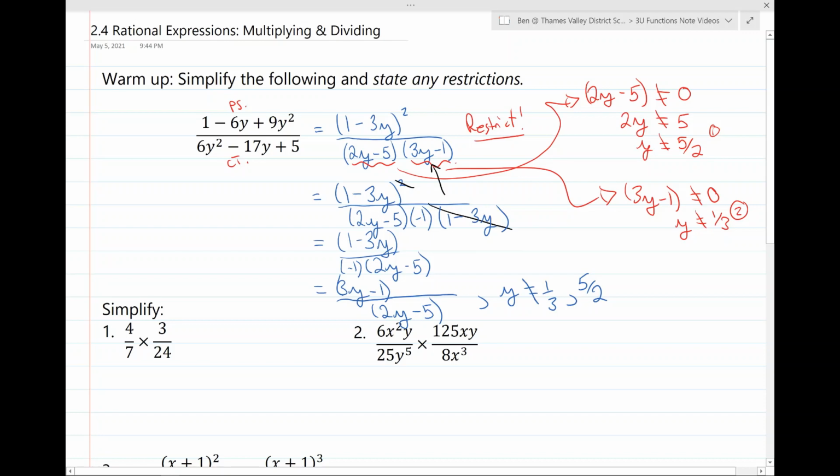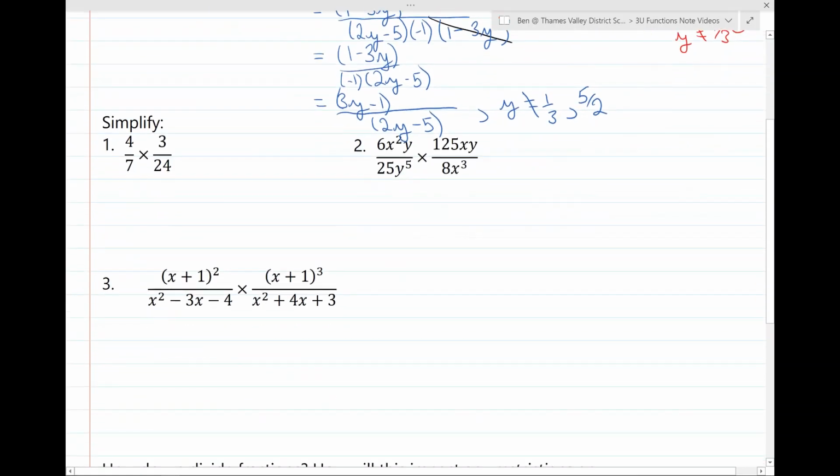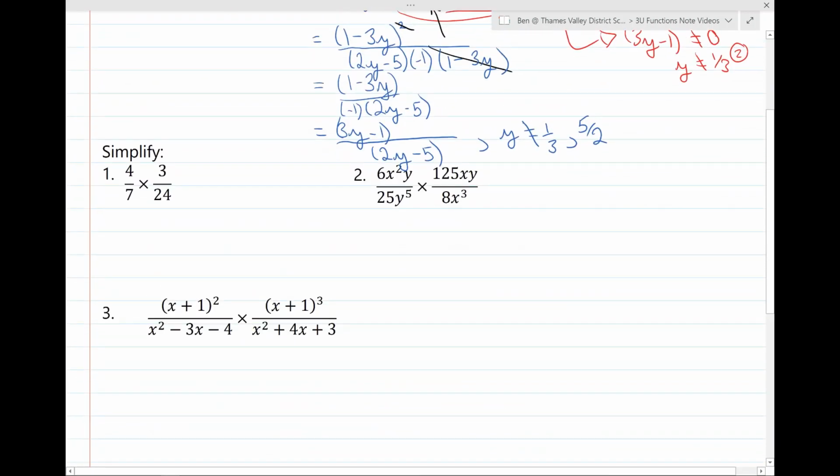Perfect. So we know how to do that. We're going to rely on some of these skills as we work forward. We'll go back to our elementary school maths. If we're just looking at simplifying a pair of fractions that are being multiplied together, a reminder, what we do here, we multiply their numerators. So that's 4 times 3 divided by 7 times 24.